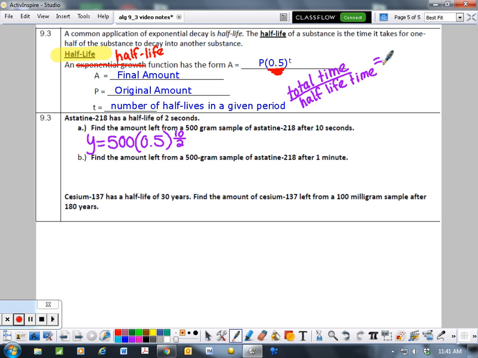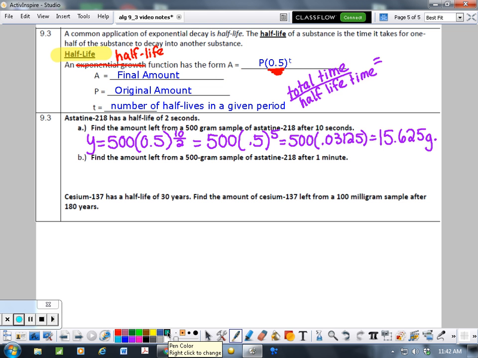So this now turns into 500 times 0.5 to the 5th power. So 0.5 to the 5th power. So this becomes 500 times 0.03125. Which means that really at the end we're going to have 15.625 grams of that left. And when we're weighing things, decimals are totally appropriate, so we don't round.